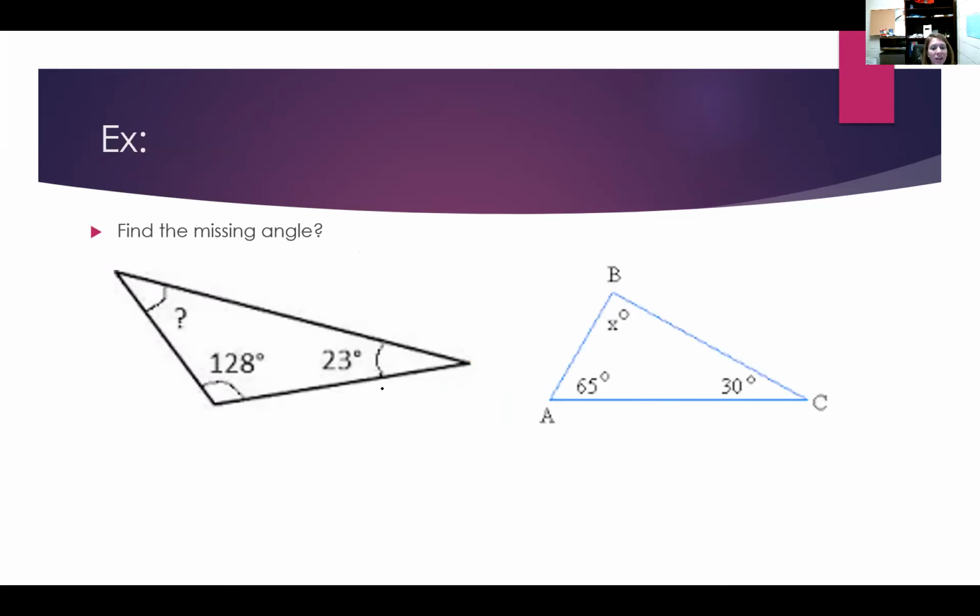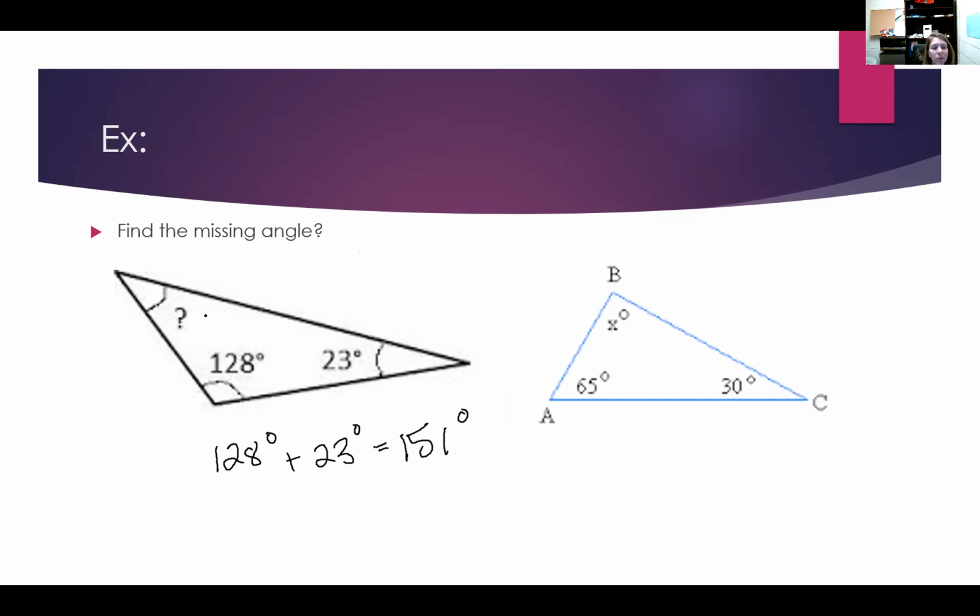So we want to find the missing angle, okay? Well, I know that all three angles add up to 180. So what I can do is add 128 degrees plus 23 degrees, and that's going to give us, let me do that real quick, 151 degrees.